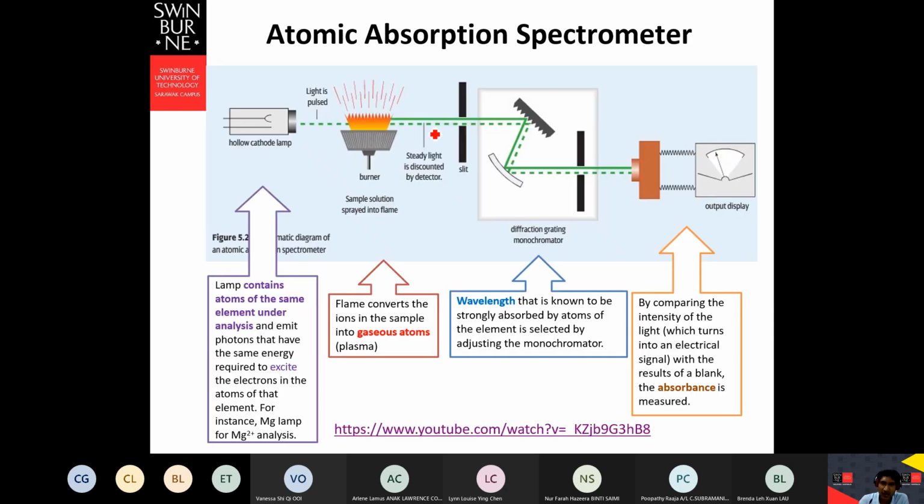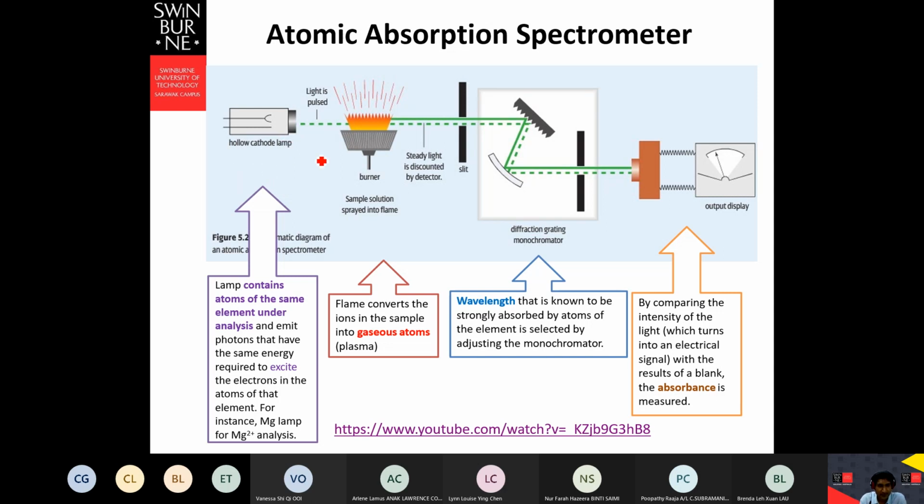Okay, so how does it work? This is a hollow cathode lamp. The hollow cathode lamp can generate different types of light pulses or wavelengths, and you can select what wavelength you want. You want a sodium wavelength, or potassium, calcium, iron, nickel, strontium, whatever wavelength you want, this hollow cathode lamp can produce. You just need to select it.